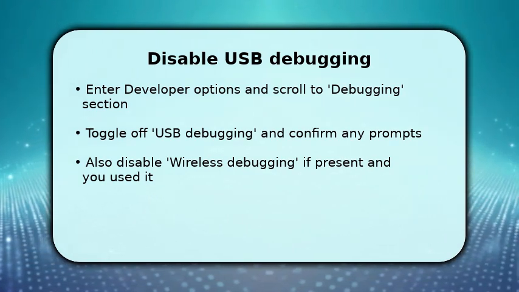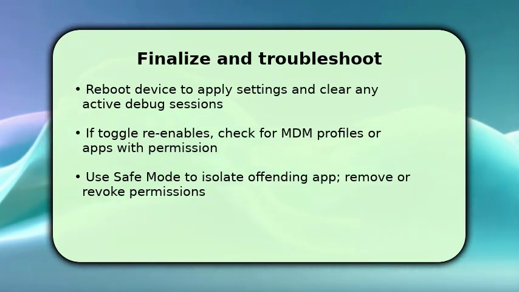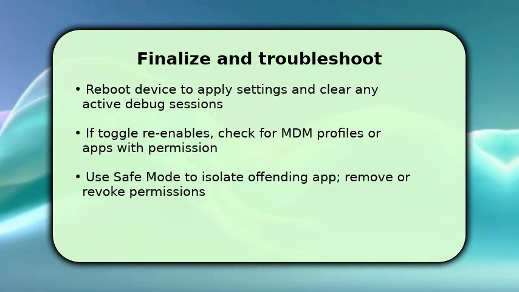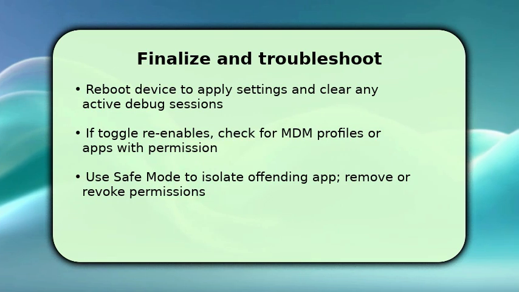Finish by rebooting the device to ensure any active debug sessions are terminated and settings take effect. If USB debugging re-enables after reboot, you may have a management profile, automation app, or developer tool that restores it.